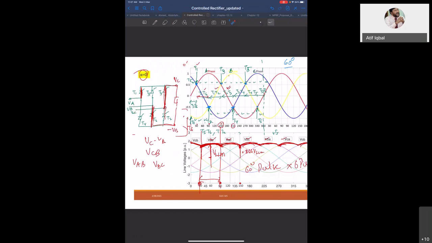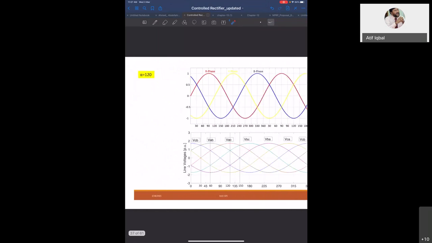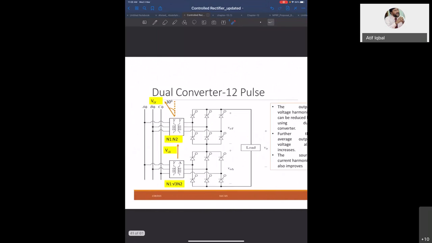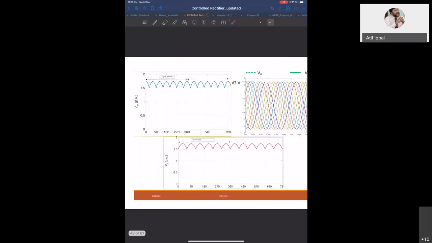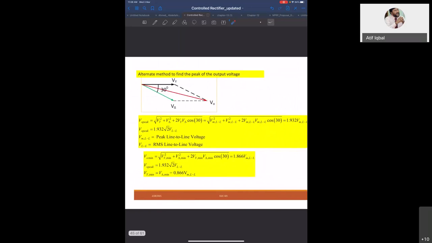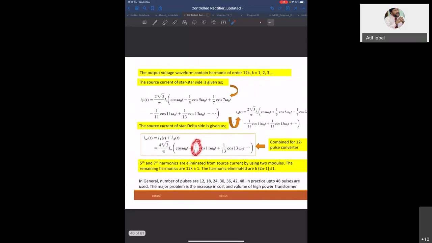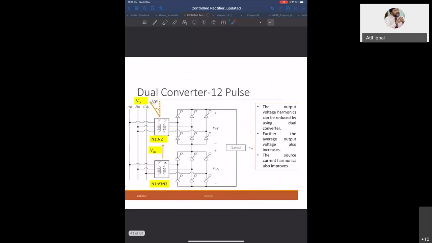Now, we will see that if we use the dual converter, then the harmonic of the source current will be much lower than that. We can say the harmonic will be improved, because before, the minimum harmonic content was the fifth, but now the minimum will be the 11th. So the source current will also be improved.